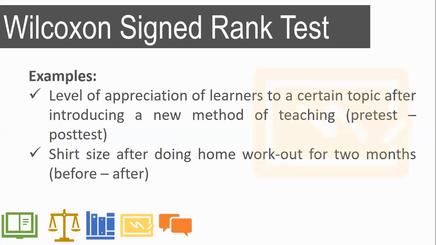In the first example, the intervention is the new method of learning, and we are comparing the level of appreciation of the learners to a certain topic, which can be ordinal, before and after giving the new method of learning. In the second example, the intervention is doing home workout, and we are comparing the shirt sizes of a group of people before and after 2 months of doing home workout.